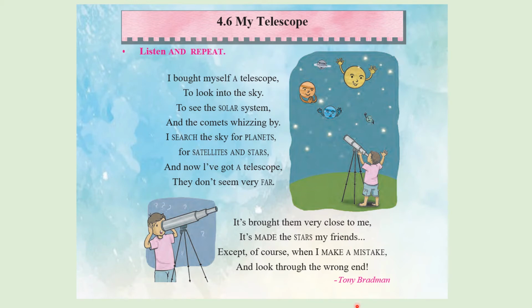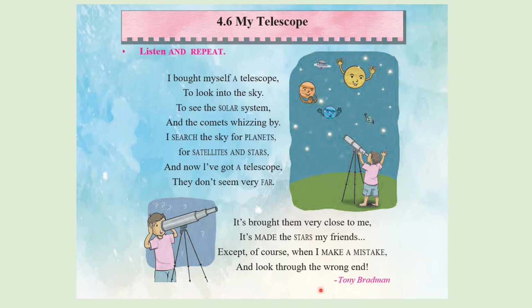Children, why has the poet said this? Except, of course, when I make a mistake and look through the wrong end. It is because if you look at a telescope from the other end, it will look very, very small. It won't look big. It will look small.